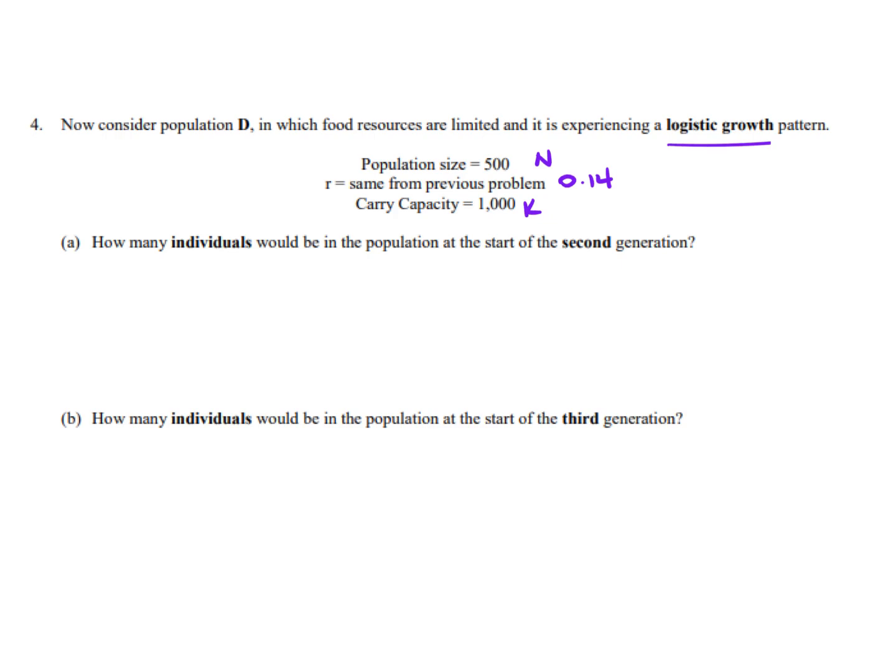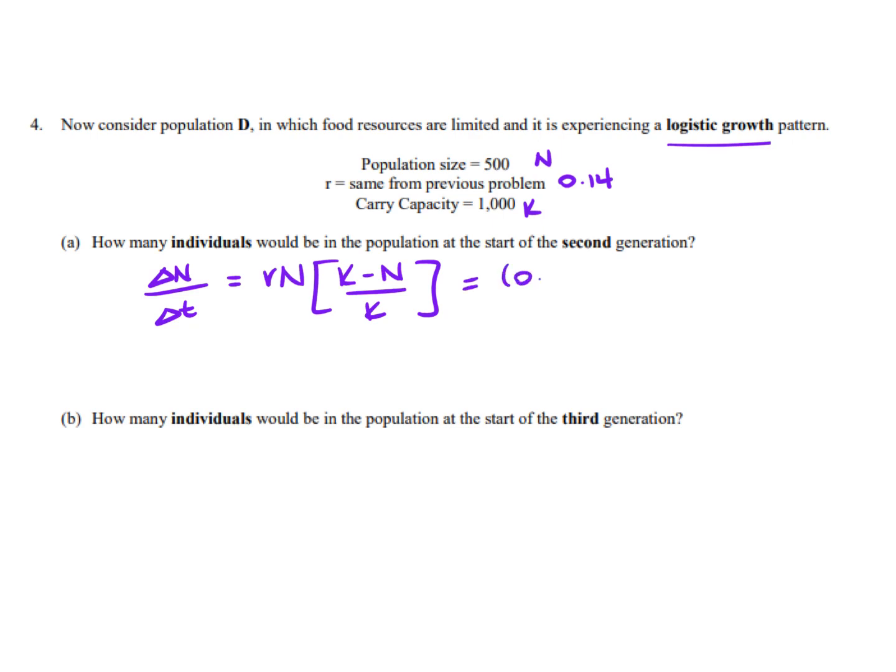First, part A says how many individuals would be in the population at the start of the second generation. So what I'm going to do is use our change in N, change in individuals over change in time equation. And that's going to be RN, and then the equation that includes the carrying capacity K. So this is the only equation that's going to put together the rate, the N, and the K. From here, I'm going to plug in what I know.